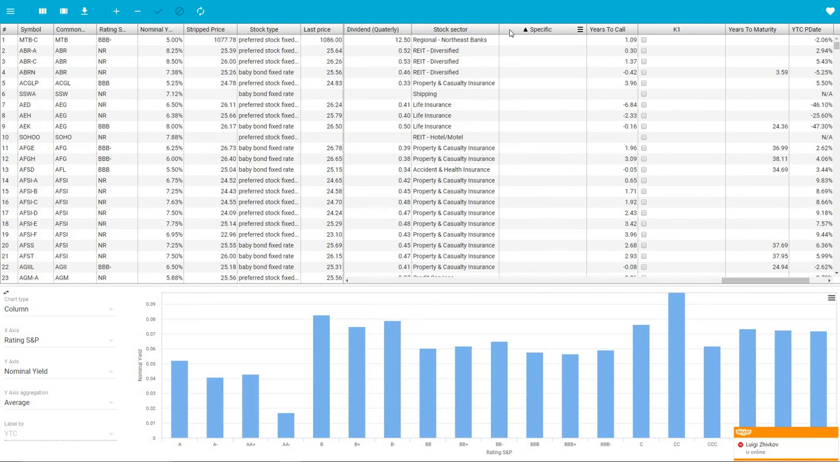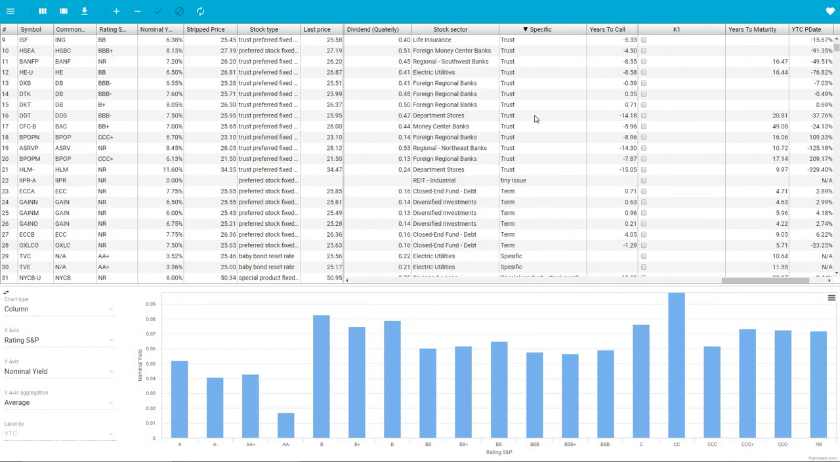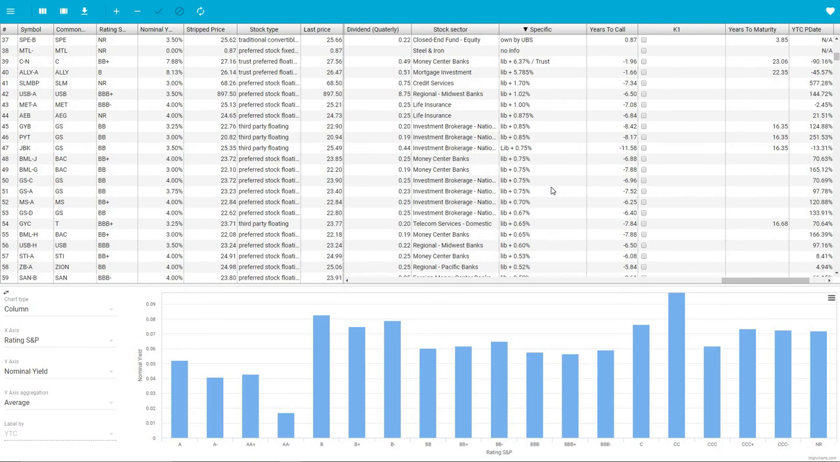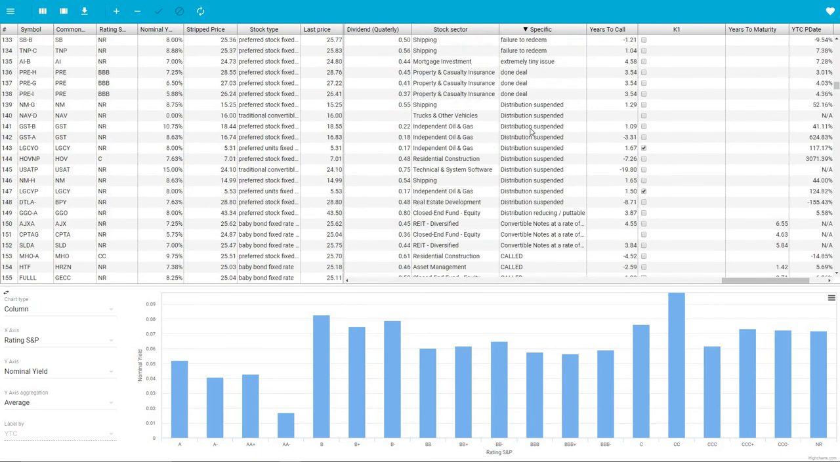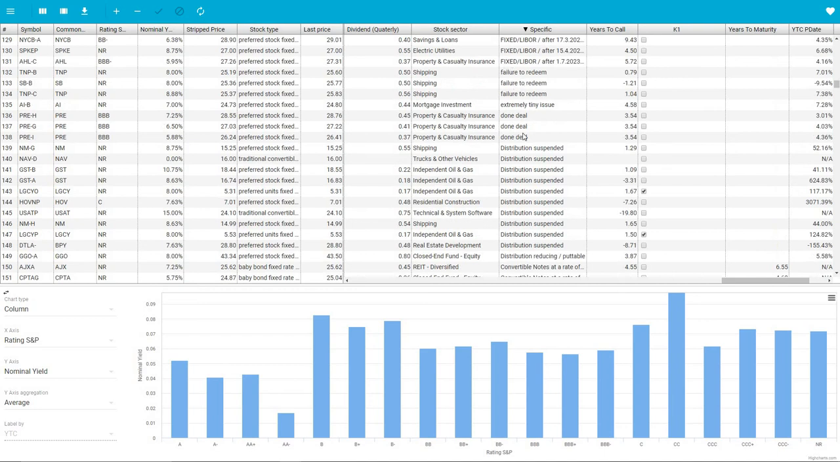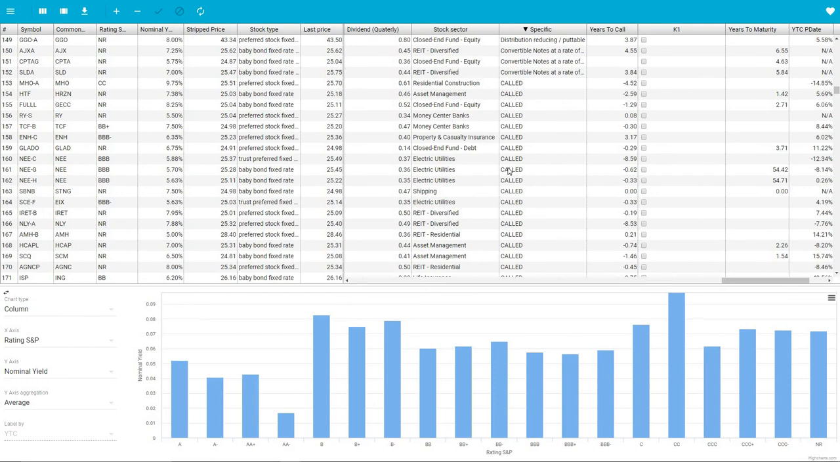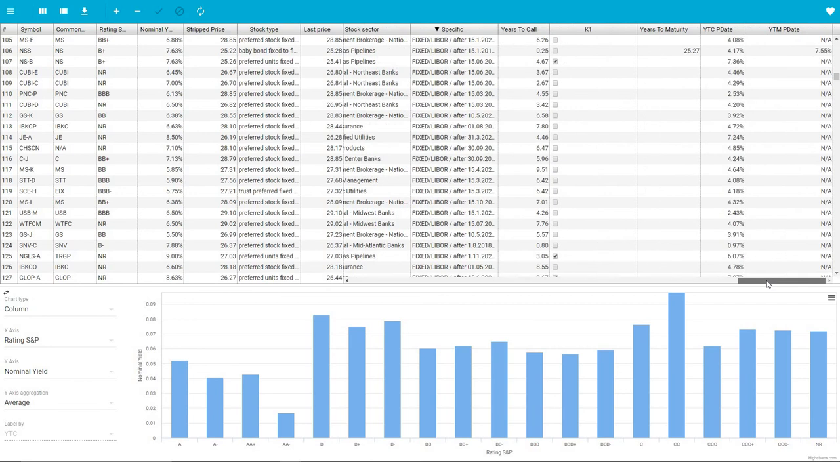And another field here is specific. This is the field in which we just write some relevant information that we found relevant for the stock. The failure to redeem clause can be found here. For example, if the distribution is suspended, if the security has been redeemed. So this is about it for the fields.